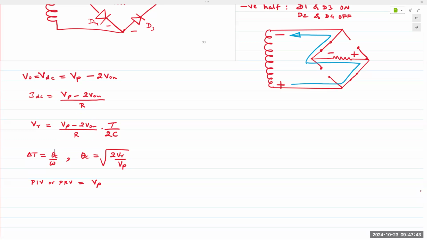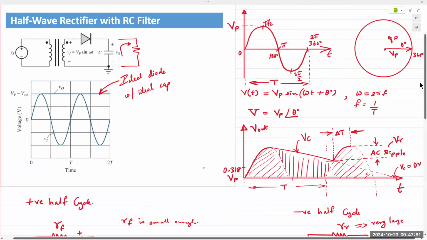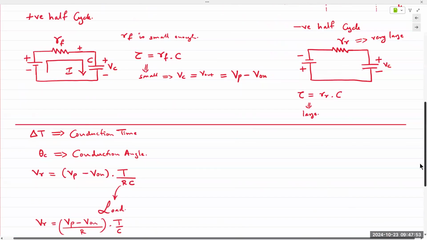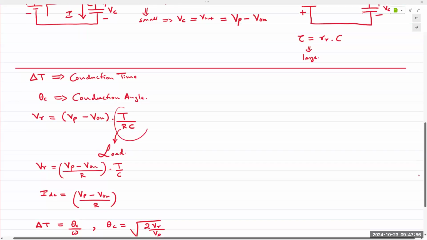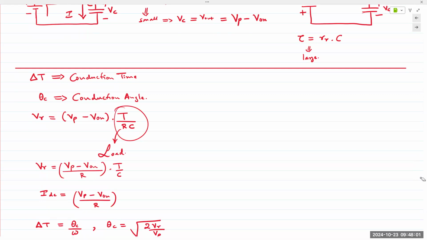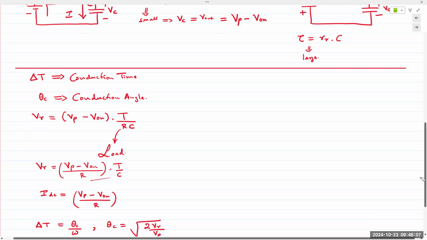No. So this R was here. We simply rearranged the terms. It was the time period divided by the time constant RC. And so then we rearranged the terms. We took the R inside here to describe it as the current going to the circuit. So it's the exact same expression, except for a full wave rectifier, it's 2C and 2 times V on. That's the only difference. So the R is still there.